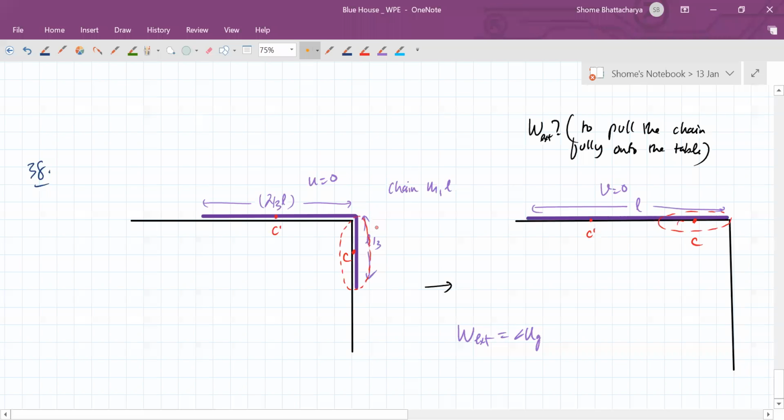Okay. So this part has a mass of m by 3. And its center of mass was at the midpoint of this, so at L by 6. So this will become mass of that part, that is m by 3, into g into the height through which it has climbed, that is L by 6. So that is why this will become mgL by 18.